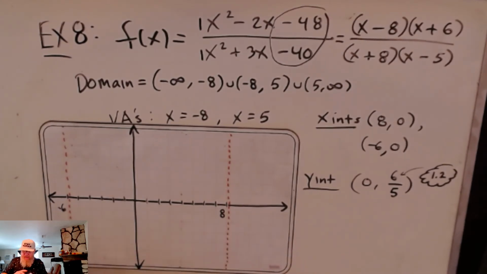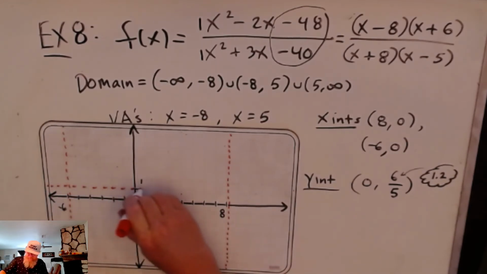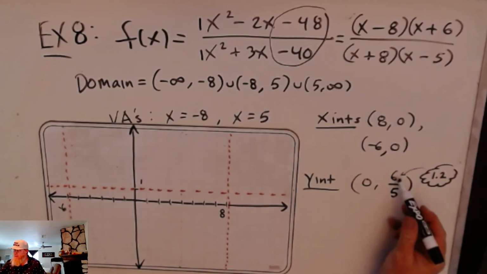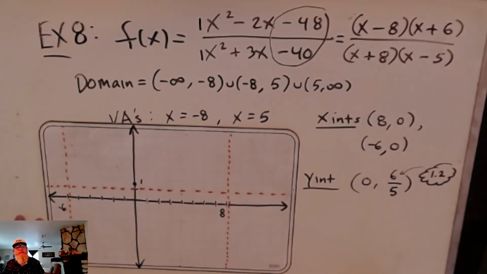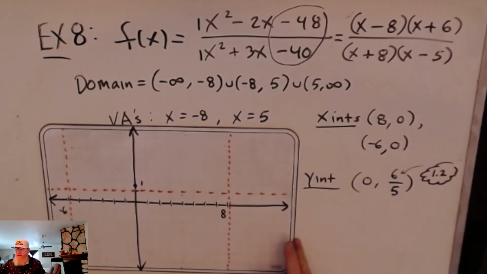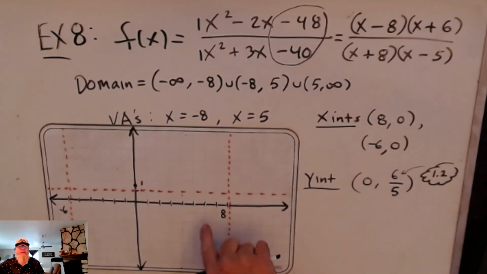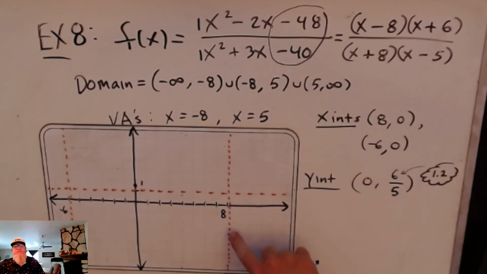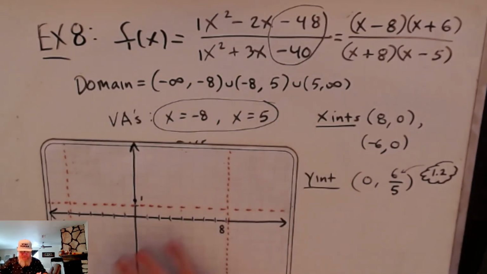All right, horizontal asymptote at 1. My y-intercept is 1.2, so it's just a little bit above the asymptote. My x-intercepts, uh-oh. Do you see what I just did? I plotted the x-intercepts as asymptotes. These are the asymptotes. Oops.